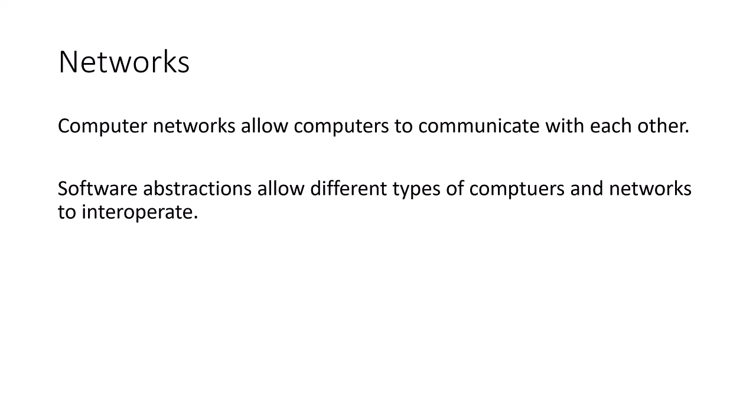Computer networks allow computers to talk to each other, whether that be over wired connections or wireless. Abstractions in software allow different types of computers and different types of networks to talk to each other, that is, to interoperate.